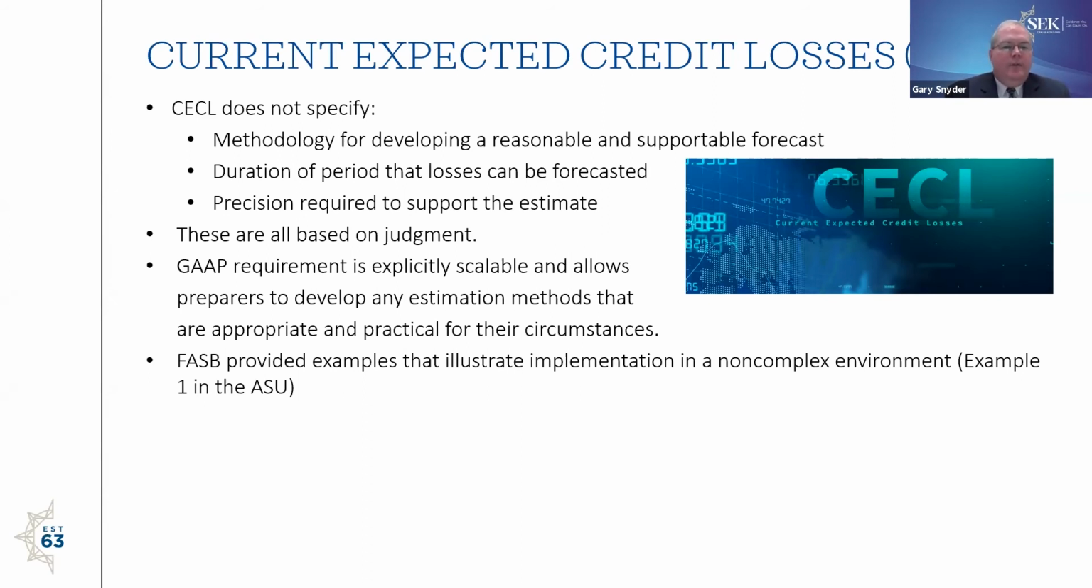But you're going to have documentation to support how you got there and what your rationale is behind all of those estimates and judgments. Again, the GAAP requirement is explicitly scalable and allows preparers to develop any estimated methods that are appropriate and practical for their circumstances under this model. So this is designed from the smallest entity to the biggest entity. It is to be scalable, whatever makes sense for your size of organization, whatever you feel is appropriate to get those allowance calculations adjusted, that's what you need to do. And FASB does provide examples that illustrate this in a non-complex environment, in example 1 in the ASU.